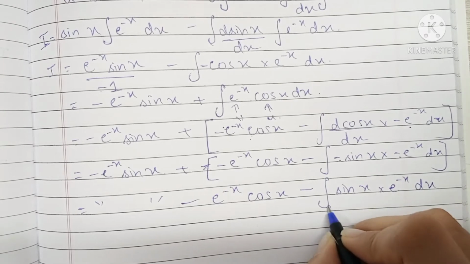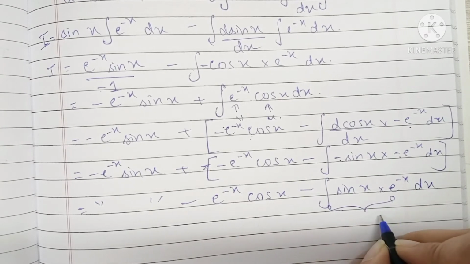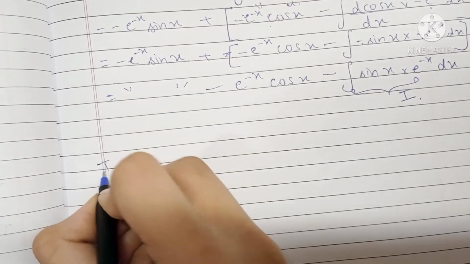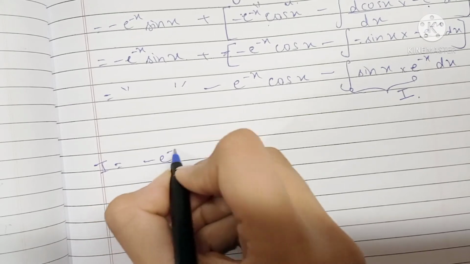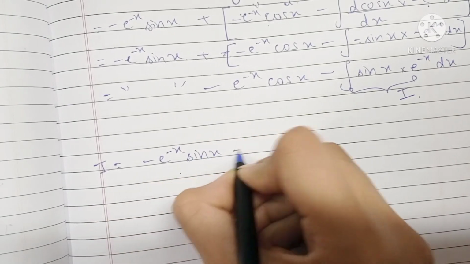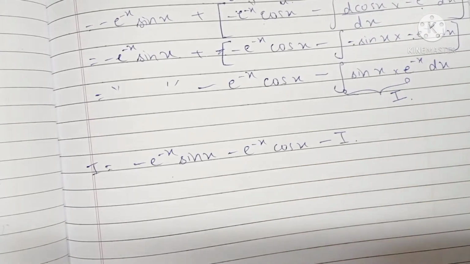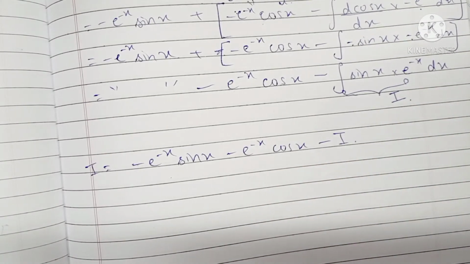Now this is what we started off with. This is exactly what we placed as I. So I'm going to replace this with I. Okay, so now I is equal to minus e raised to minus x sine x minus e raised to minus x cos x minus I. Basically, I have to find the value of I.